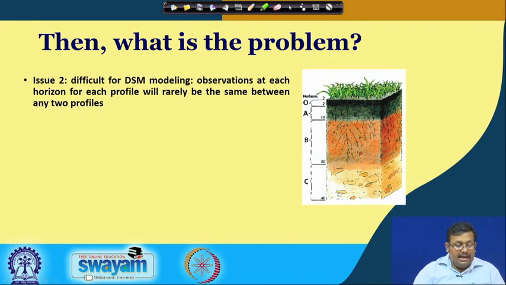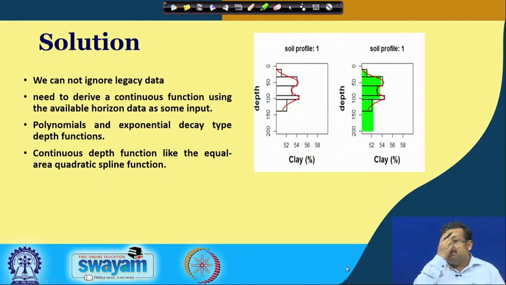Let us see what the other issues are. The second issue is that it is difficult for DSM modeling, because observations at each horizon for each profile will rarely be the same between any two profiles. So these are two issues for which we require some pre-processing.